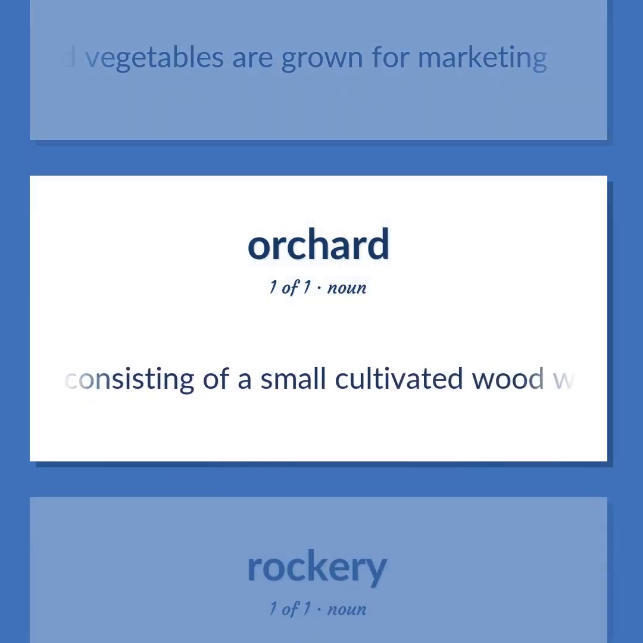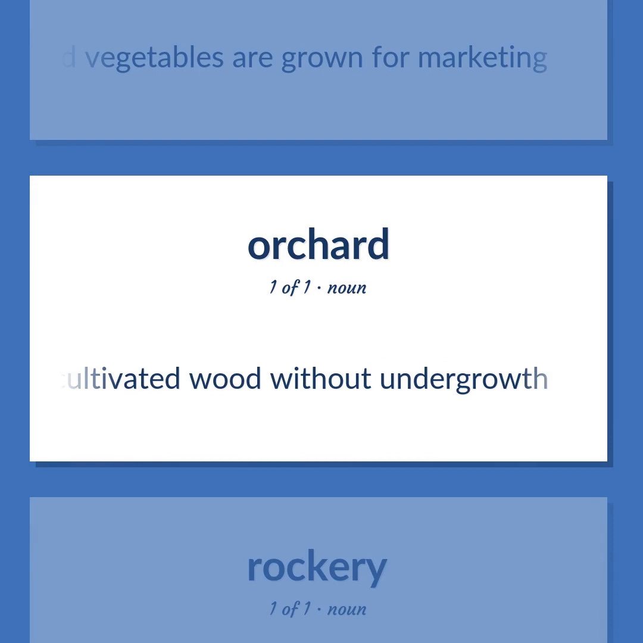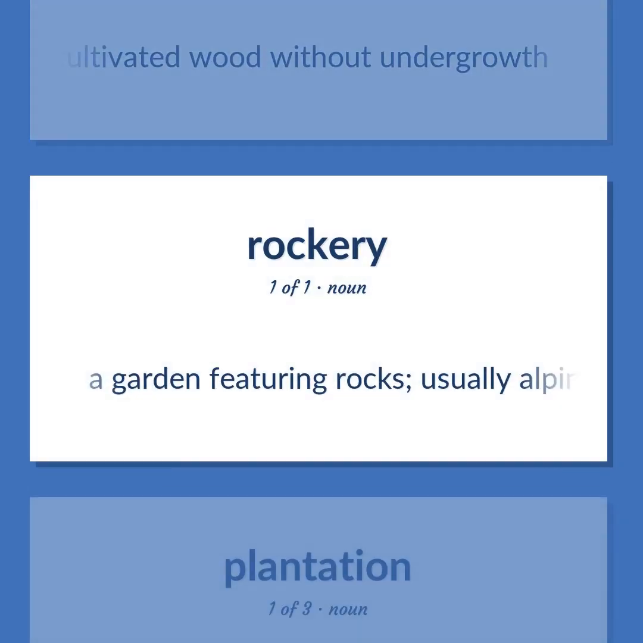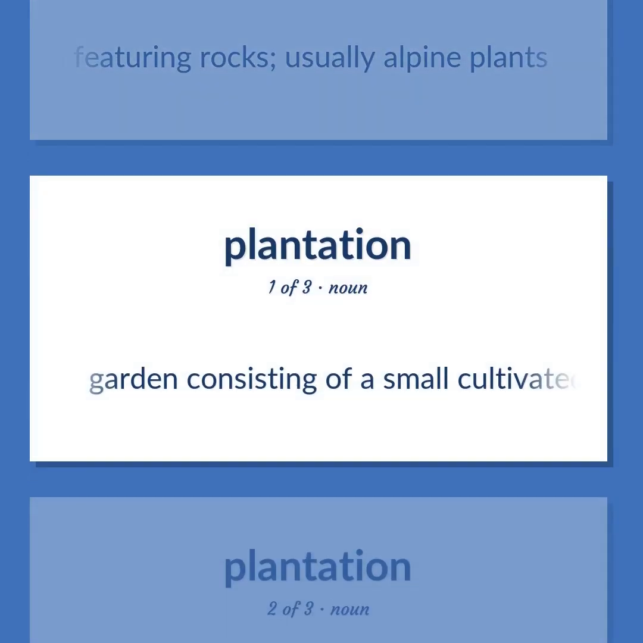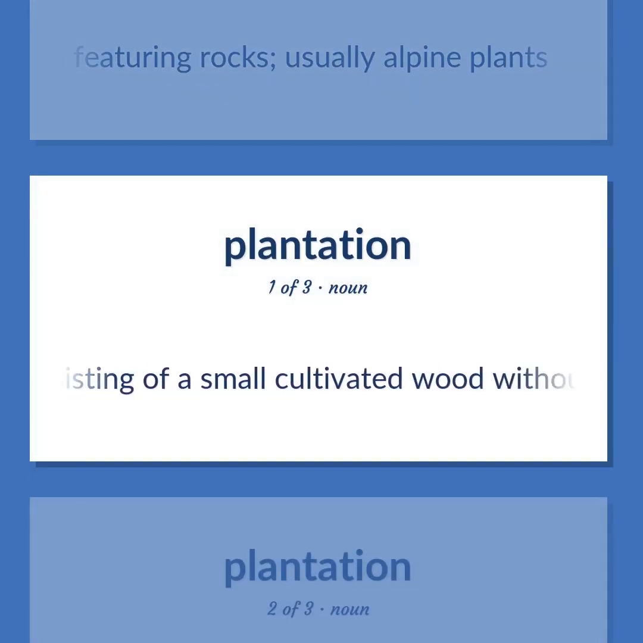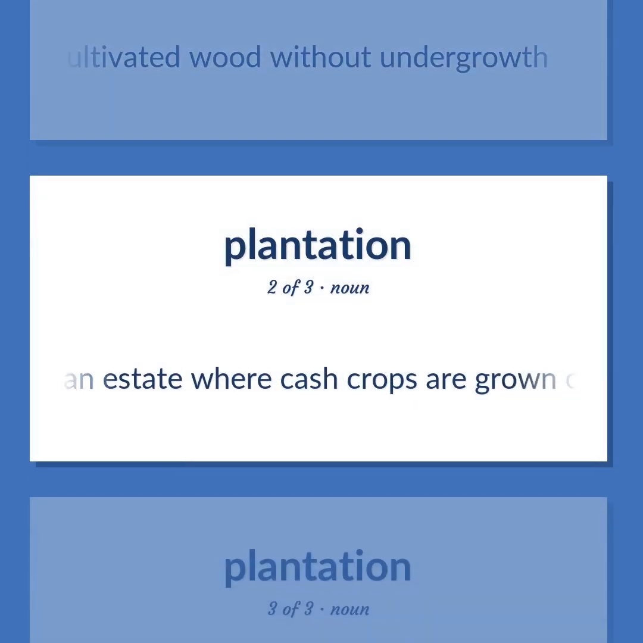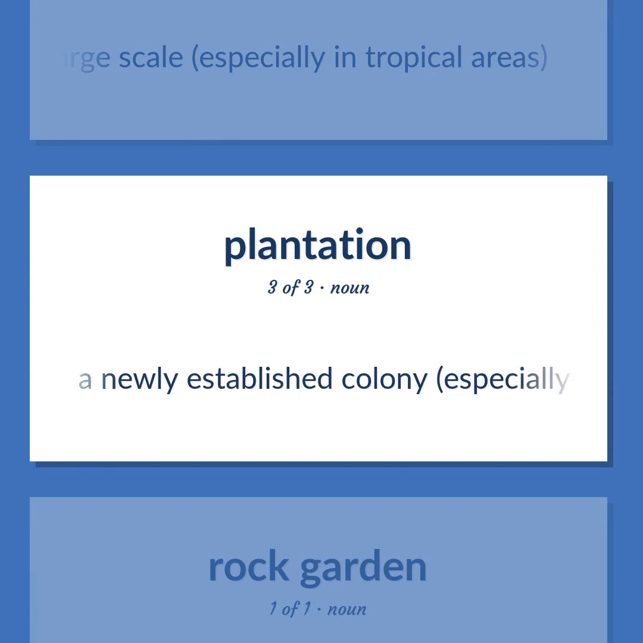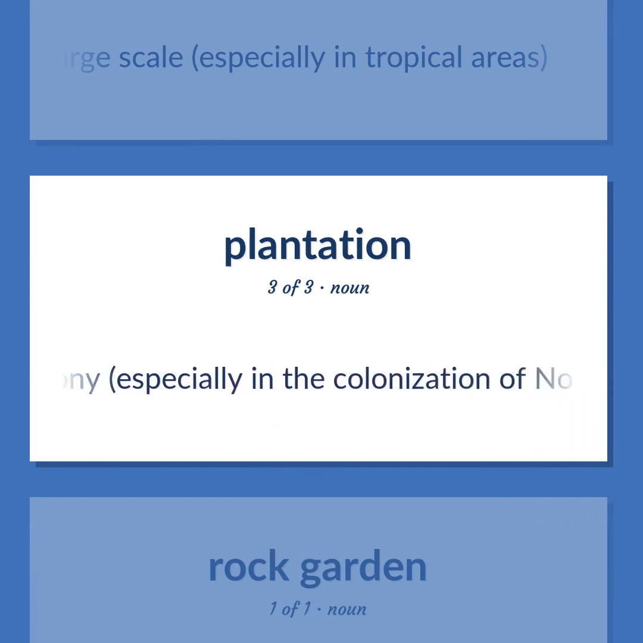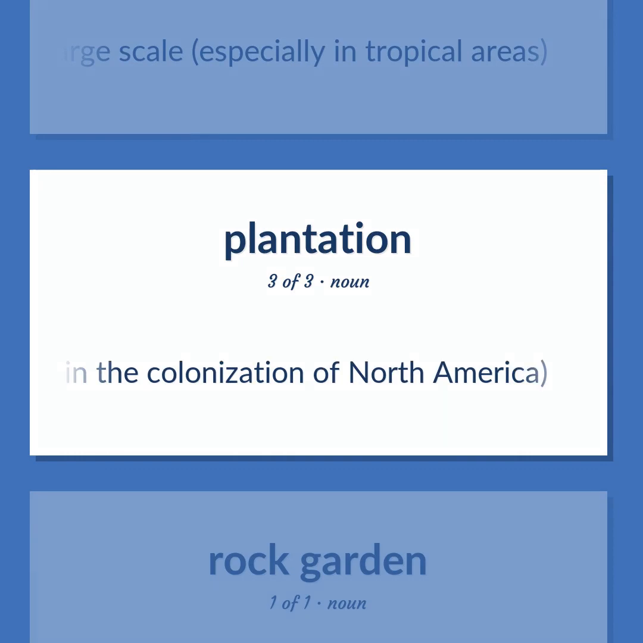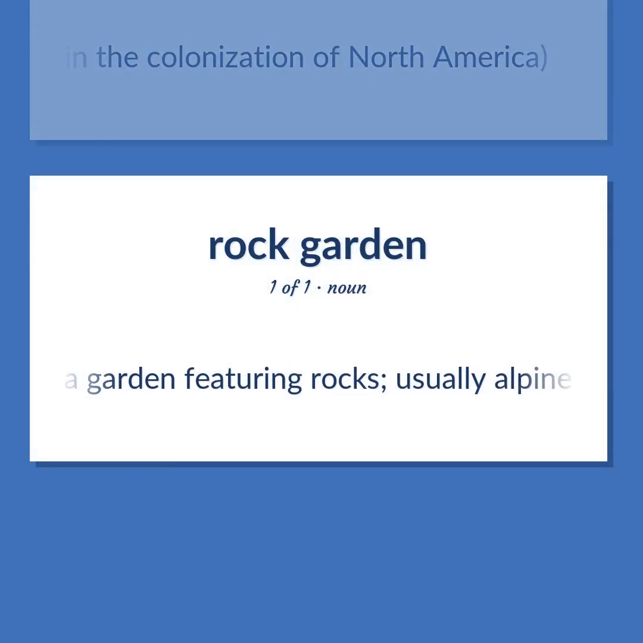Garden consisting of a small cultivated wood without undergrowth. A garden featuring rocks, usually alpine plants. An estate where cash crops are grown on a large scale, especially in tropical areas. A newly established colony, especially in the colonization of North America. A garden featuring rocks, usually alpine plants.